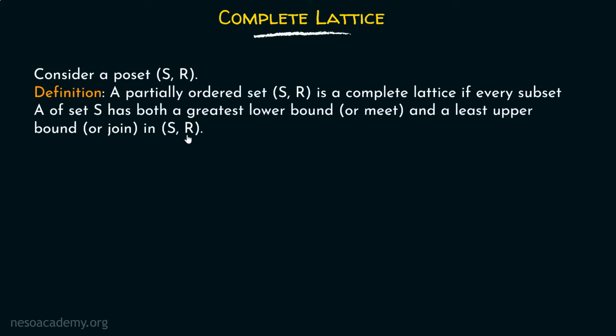Simple definition. Here I am considering every subset A of set S, okay? What I am saying is every subset of set S must have a greatest lower bound and a least upper bound. Then only we can say that particular poset is a complete lattice.